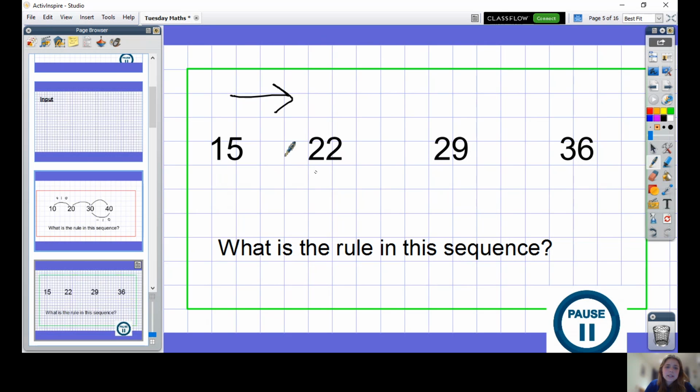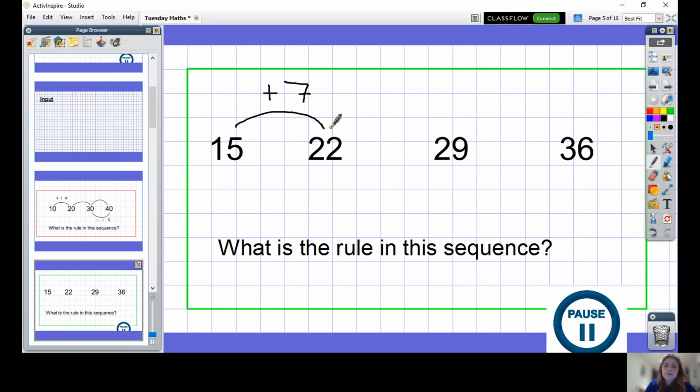So I look for two numbers next to each other and I need to decide if my sequence is increasing or decreasing each time. I can see here my sequence is increasing, so I'm going to say I'm adding. I now work out what I've added from 15 to get to 22. I'll add 5 to get to 20 and then another 2. That's adding 7 in total.